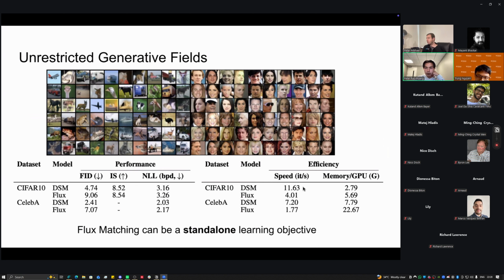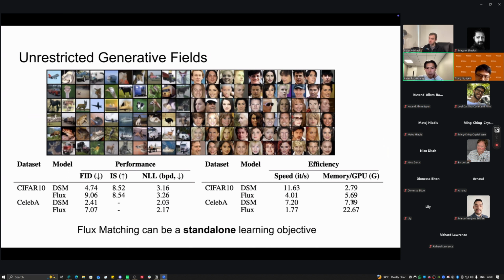So at least for CIFAR, yeah. No, yeah, I could continue. So we see with at least the training speed per iteration, Flux is typically 2 to 3 times slower. And then the memory, Flux takes about 2 to 4 times more memory than DSM.